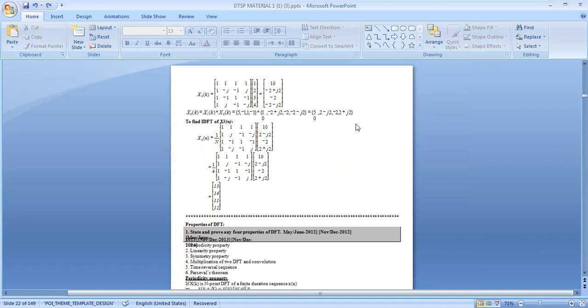Then we have to find the IDFT of x3 of k. For the IDFT we have to use 1 by n and then multiply with this factor. Proceeding with the first one, 1 by 4 of 10 plus 2 minus j2 minus 2 and then plus 2 plus j2. The j2 and j2 will be getting cancelled, and the 2 and 2 as well. So 12 divided by 4, you will be getting the answer to be 3.